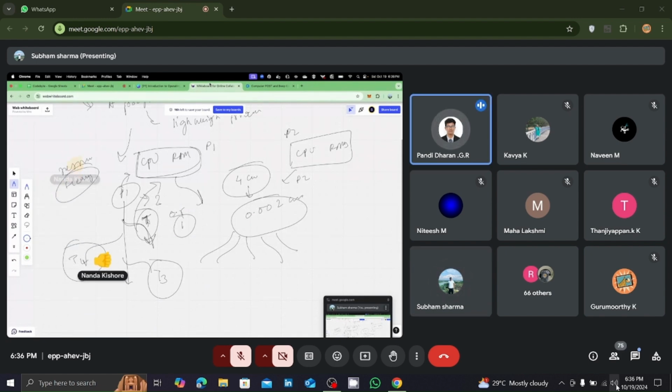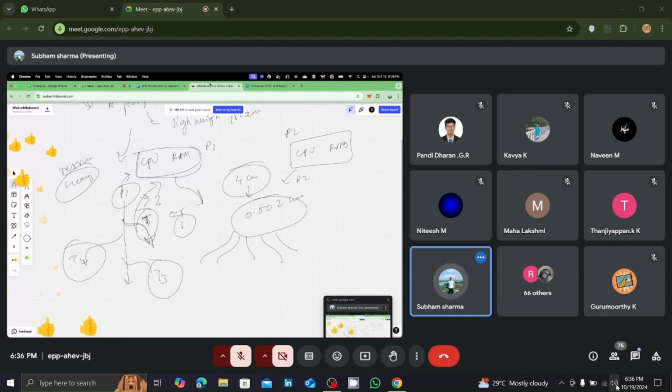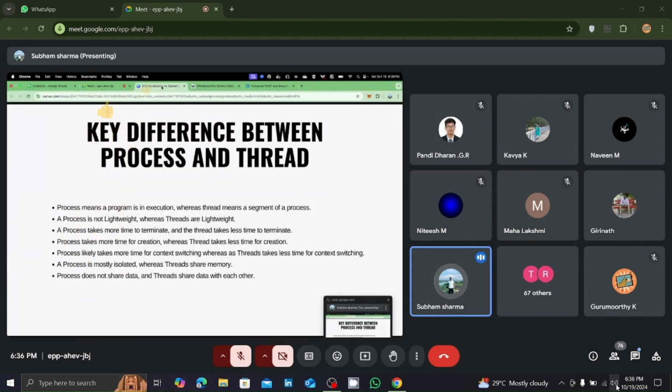Sir, can you explain the context switching part also? Context switching we have not covered yet, no? When we see what context switching is, then we'll discuss this.